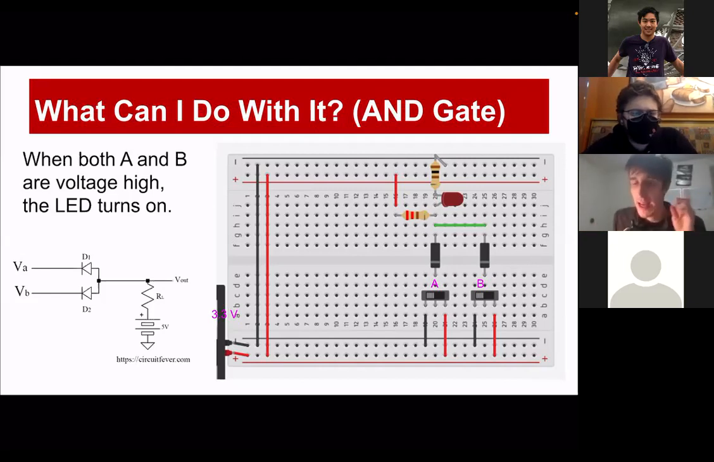If VA is activated, then it's reverse biased at D1, but it's still forward biased at D2. So this means that our battery is still being pulled down to ground. So our current is flowing from our battery to VB. But when both of them are activated, it means that they're both reverse biased, meaning that instead of going to ground, the battery now goes to V out.